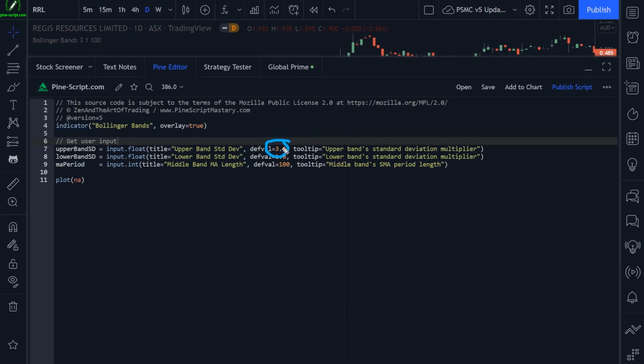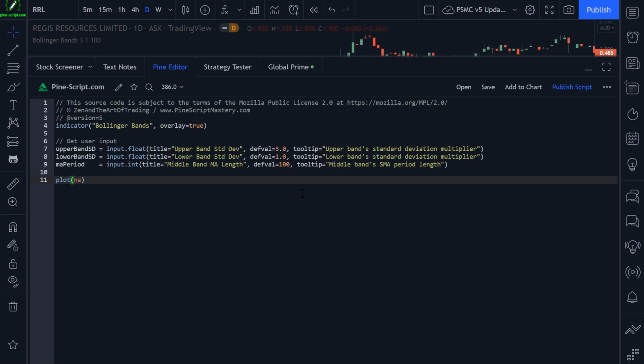The upper is 3 standard deviations. The lower is just 1 standard deviation. And the moving average period is 100 days or 100 bars. In this case, I'm using this on a daily chart. Theoretically, this may work on other timeframes, but this strategy is designed to be traded on the daily chart. So keep that in mind as we go through this lesson.